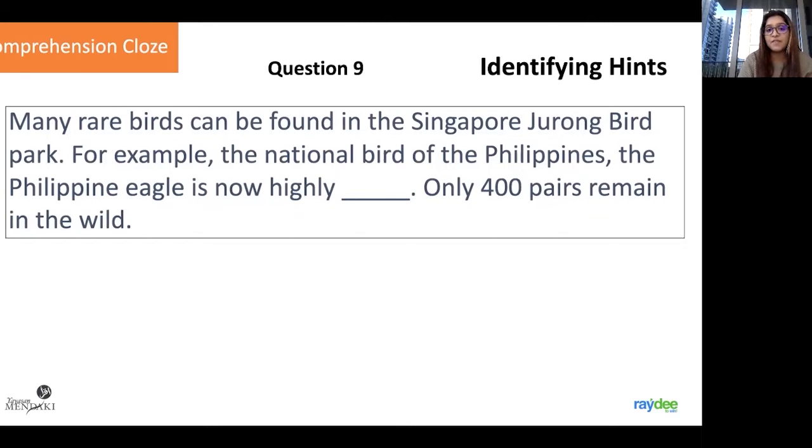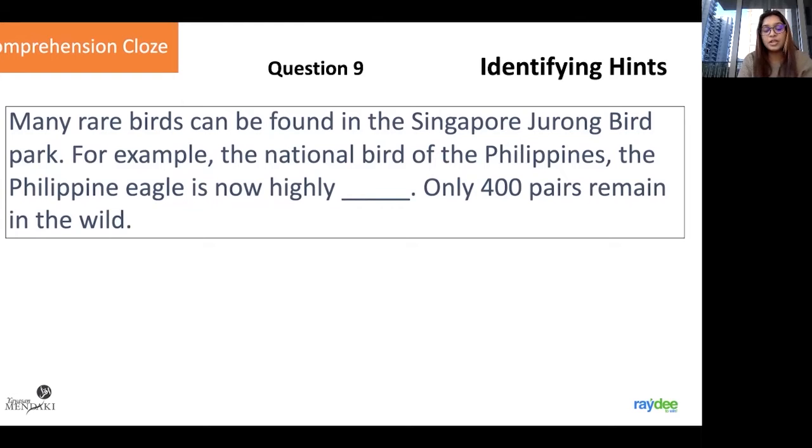Many rare birds can be found in the Singapore Jurong Bird Park. For example, the national bird of the Philippines, the Philippine eagle, is now highly what? Only 400 pairs remain in the wild. Now, you need to direct the students' attention to what does the extract mean by rare birds. So rare birds means birds that are hardly seen or not easy to be found anywhere, right?